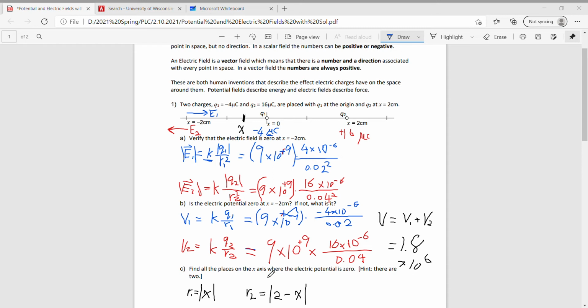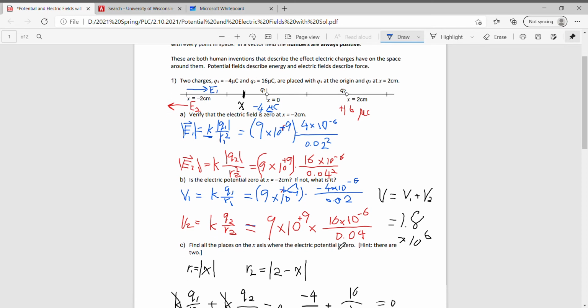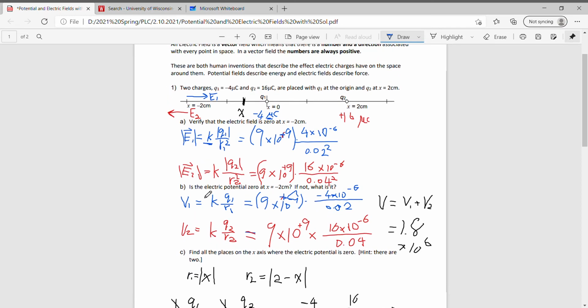And V2 is 9 times 10 to the 9 times 16 times 10 to the negative 6 over 0.04. Okay, and V1 plus V2 is not 0. This is actually 1.8 times 10 to the 6, or 18 times 10 to the 5th. So you can see that the electric potential is not 0 at x equals 2.